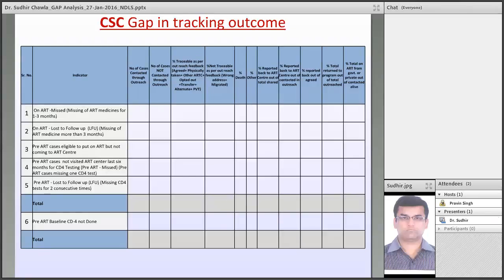Then there is percentage death, so how many are reported as died by the field, and then there is percentage in other patients. The other category are those who were actually not at home at the time of the visit.